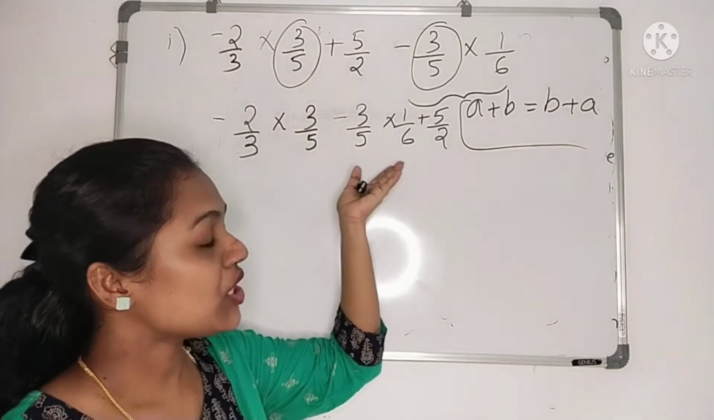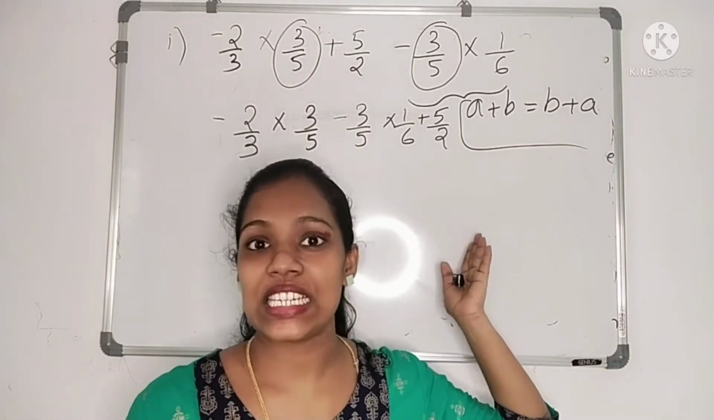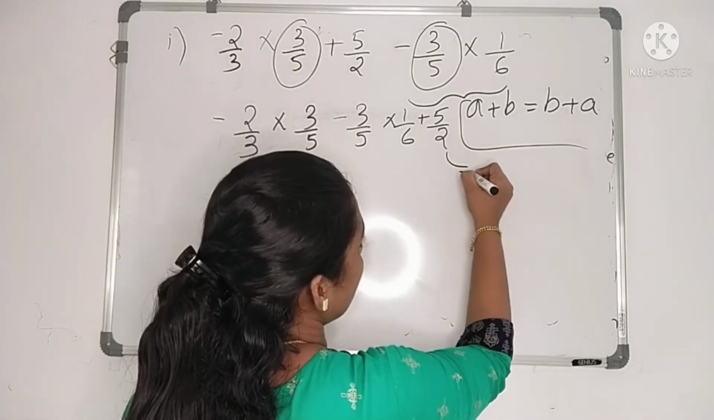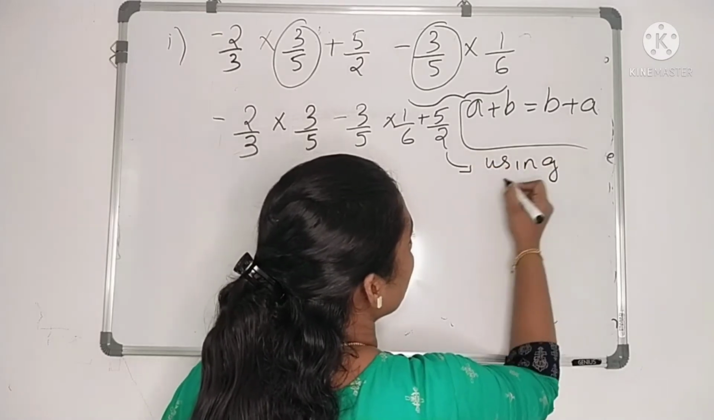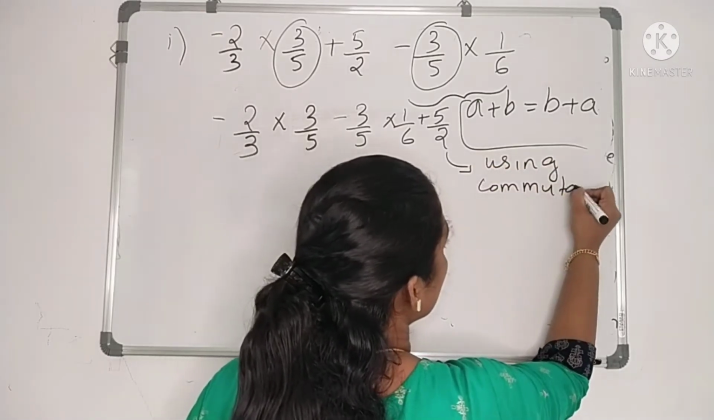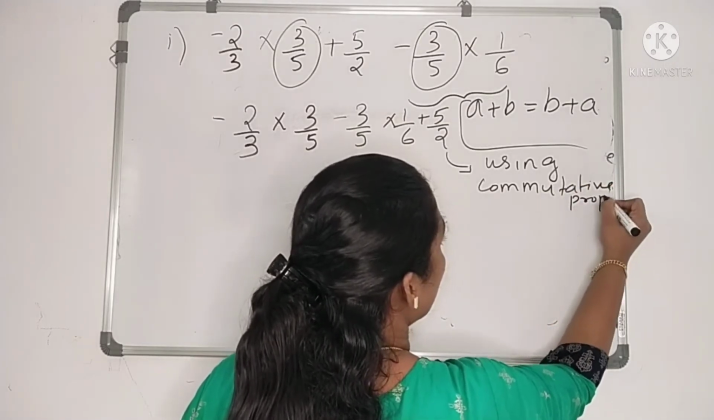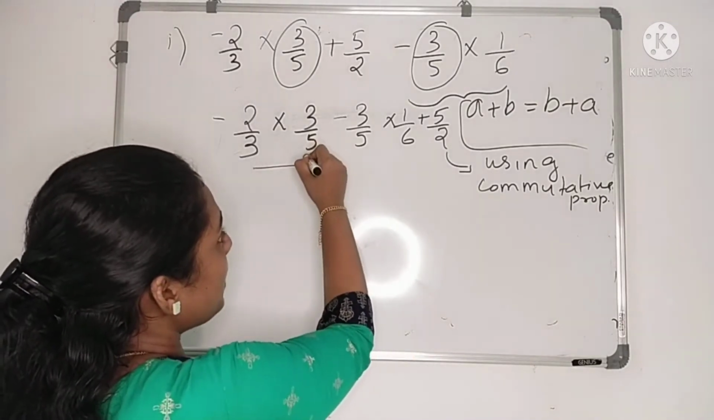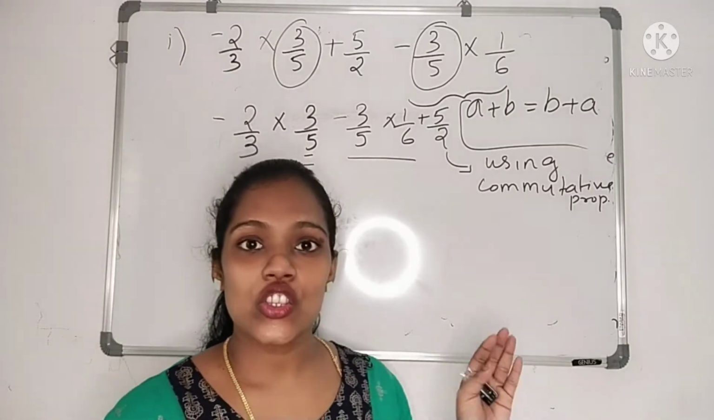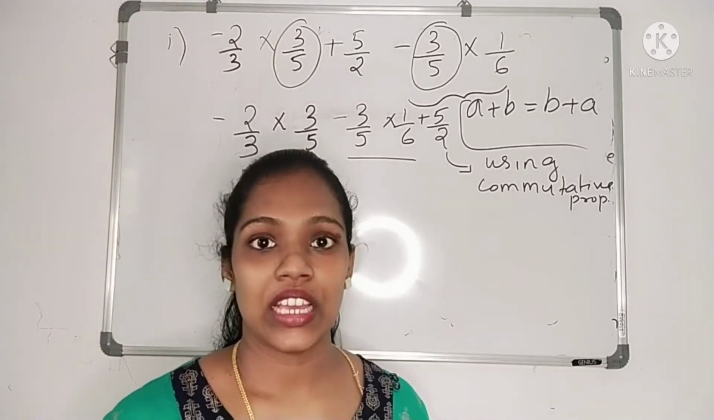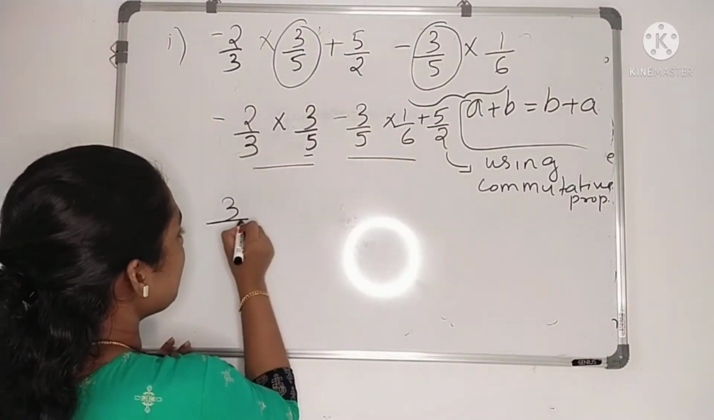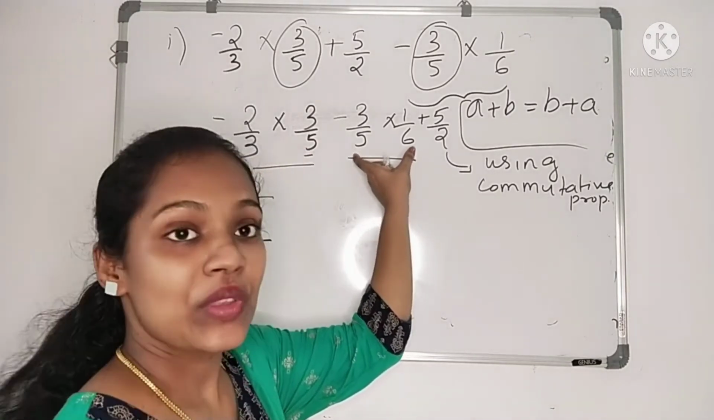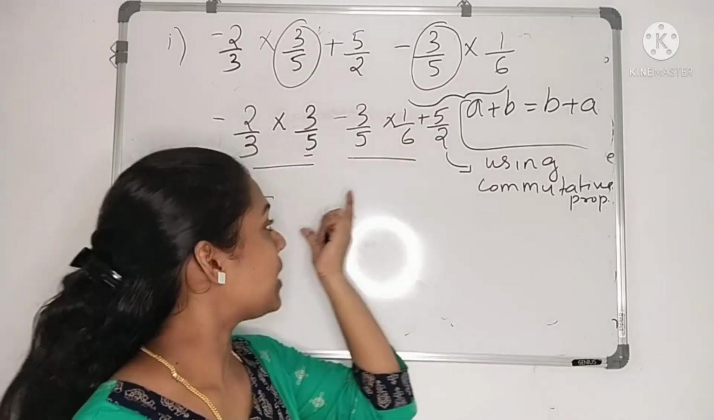Now see which property you can apply here. You have studied the distributive property. Whichever property you are applying, you write it here first. So write here: using commutative property. Now our next step: you can see here the 3 by 5 term is common, and here also the 3 by 5 term is common. So you can take that 3 by 5 term outside, taking 3 by 5 as the common term, because in this part also 3 by 5 is there and in this part also 3 by 5 is there.